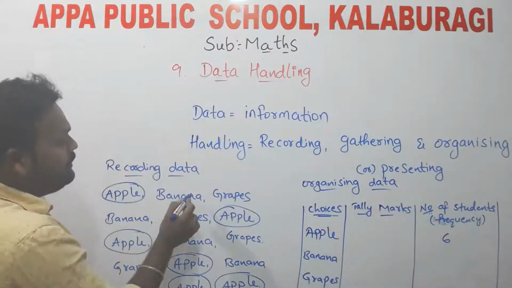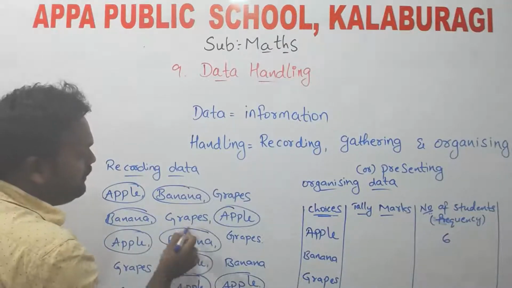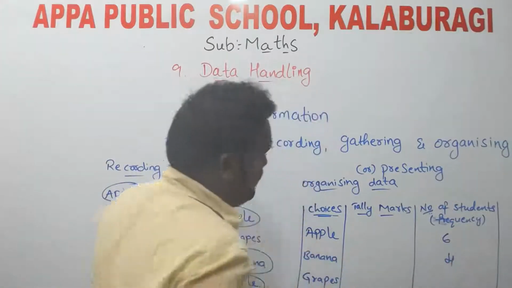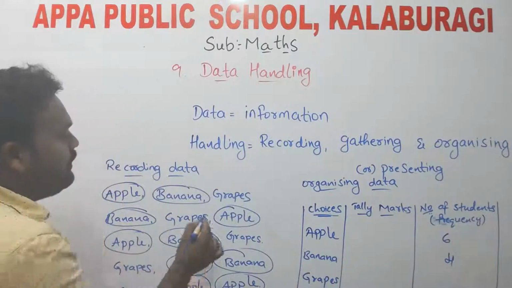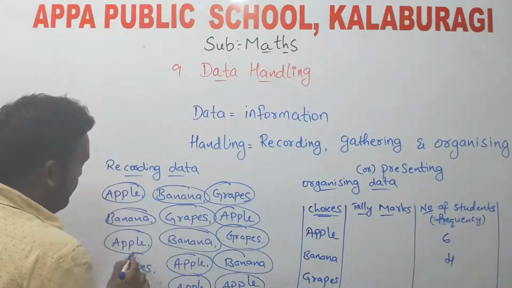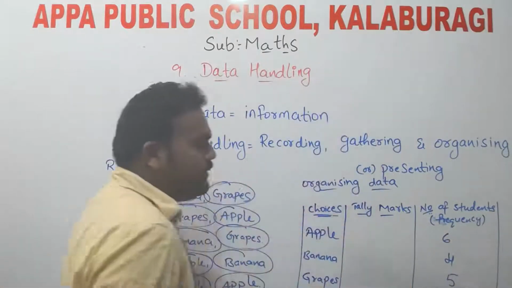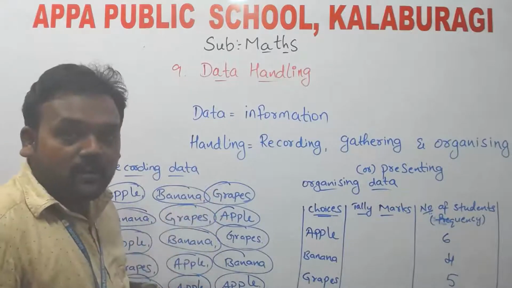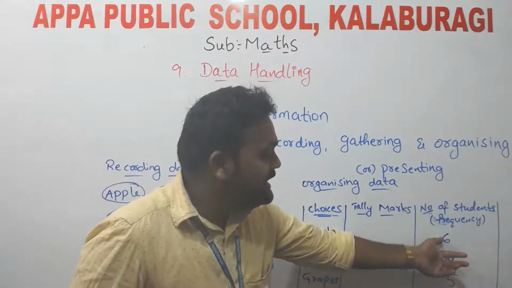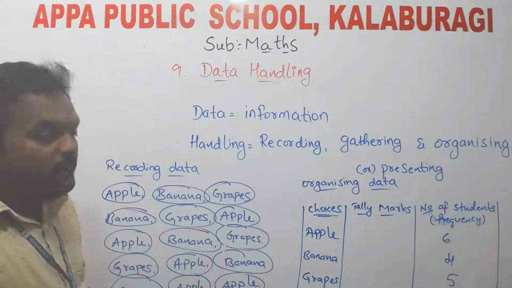Now banana, mark it: 1, 2, 3, 4. These are 4 students. Next is grapes: 1, 2, 3, 4, then 5. In the frequency distribution, 6 plus 4 is 10, 10 plus 5 is 15. If you count the recorded data also, 15 are there.